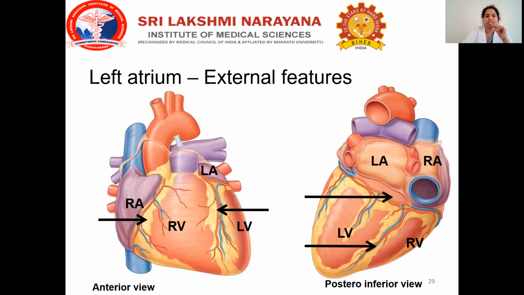Coming to the left atrium, external features. The left atrium is not observed from the anterior view. Only a small part of the left atrium, the left auricle, can be seen. The left atrium forms the major portion of the base of the heart. The left and right atria are separated by the faint posterior part of the interatrial groove. The left atrium receives four pulmonary veins: left superior, left inferior, right superior, and right inferior pulmonary veins. The left atrium is separated from the inferior surface of the heart by the groove for the coronary sinus.